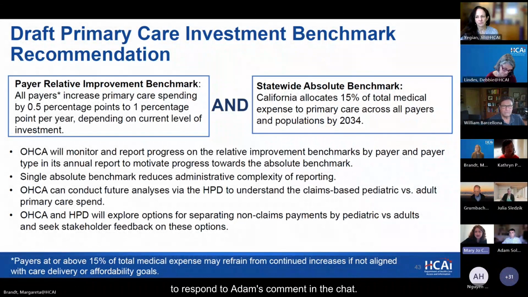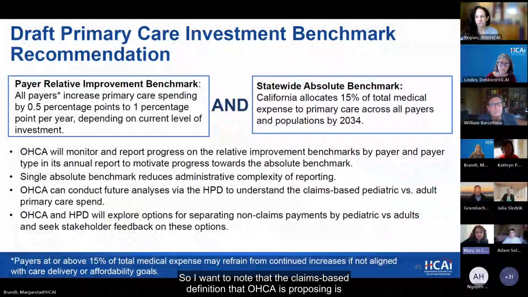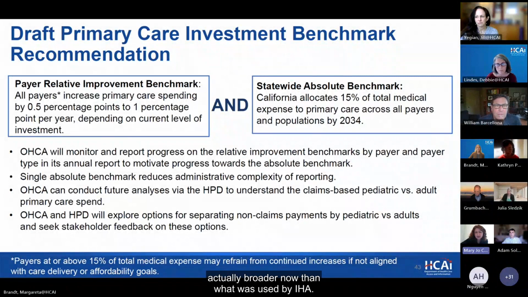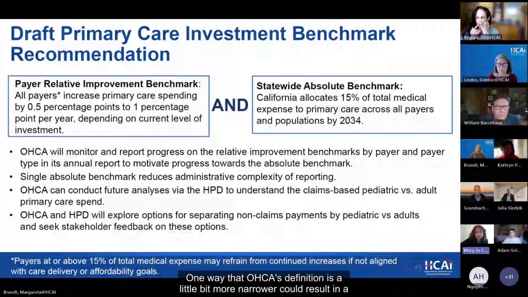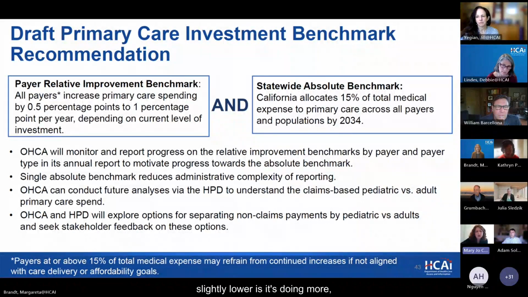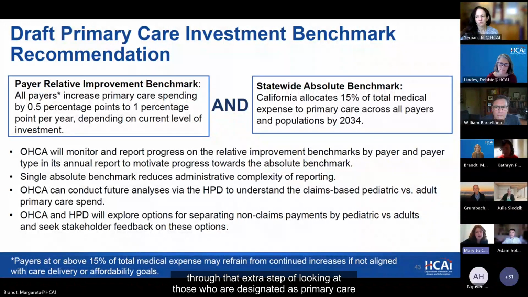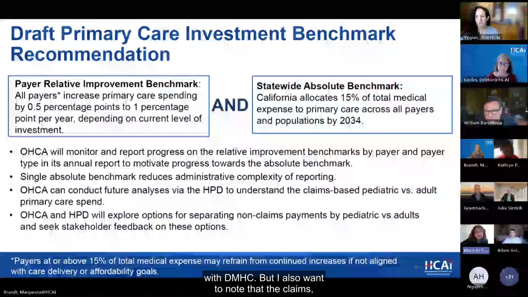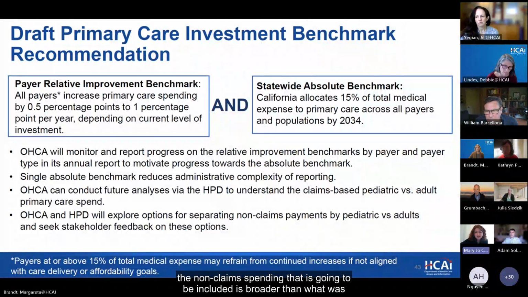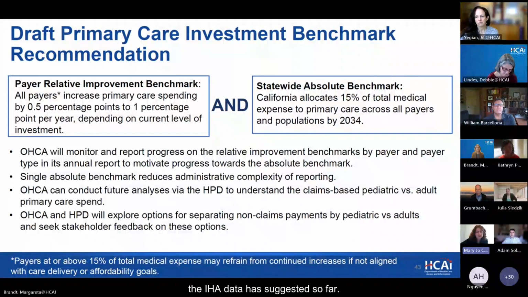I just wanted to take a minute to respond to Adam's comment in the chat. I want to note that the claims-based definition that OHCA is proposing is actually broader now than what was used by IHA, which is the data that is referred to in the deck. One way that OHCA's definition is a little more narrow, or could result in a slightly lower figure, is that it proposes to do more to key in on those primary care providers through that extra step of looking at those designated as primary care with DMHC. But I also want to note that the non-claim spending that is going to be included is broader than what was included by IHA. So I think these things are going to balance out, and I wouldn't be concerned that the OHCA definition is much narrower than what the IHA data has suggested so far.